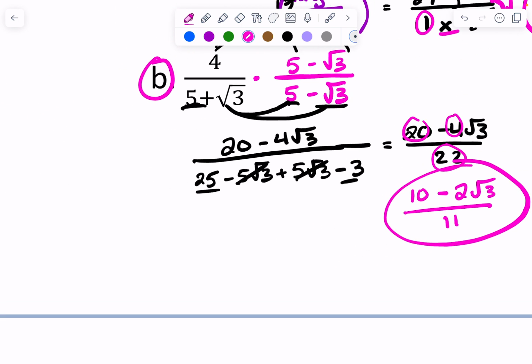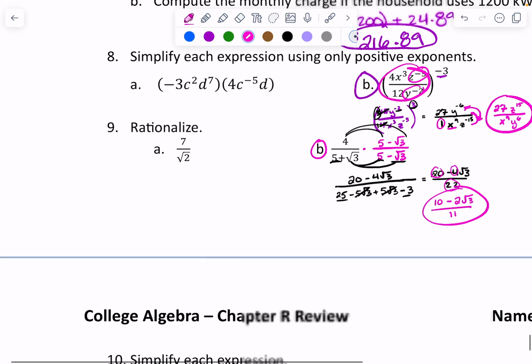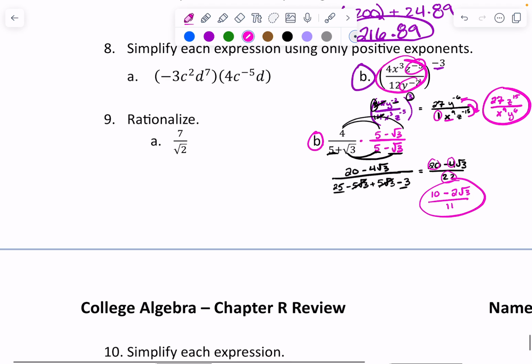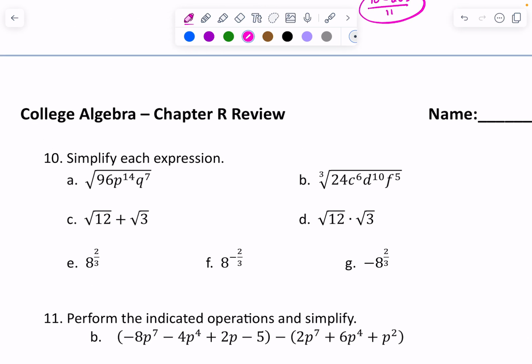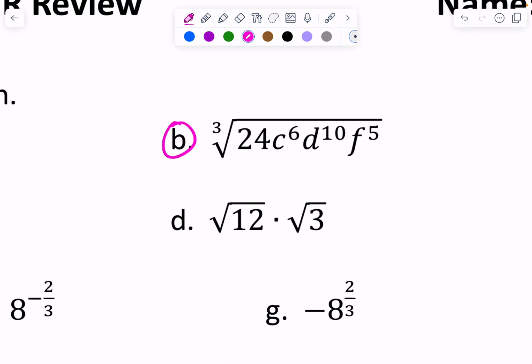Okay? So that is part B. A, see if you can figure out how to rationalize it, all right? Let's do 10B together. So here we go.